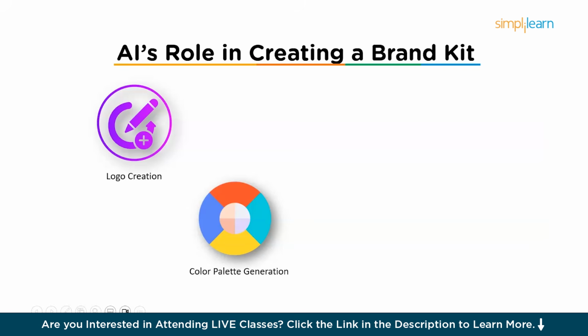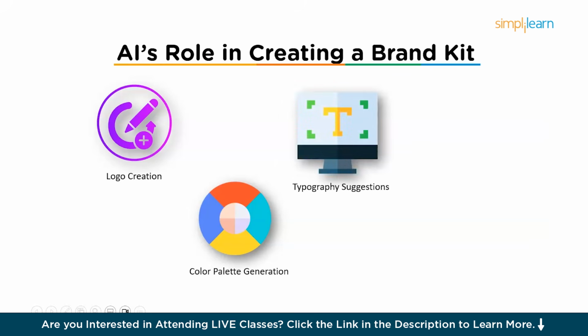Then we have color palette generation. So AI tools like ColorMind or Adobe Color analyze color theory and your brand's goals to generate the color palettes that work harmoniously. They can even suggest color palettes based on the current design trends or psychological impacts of the colors.